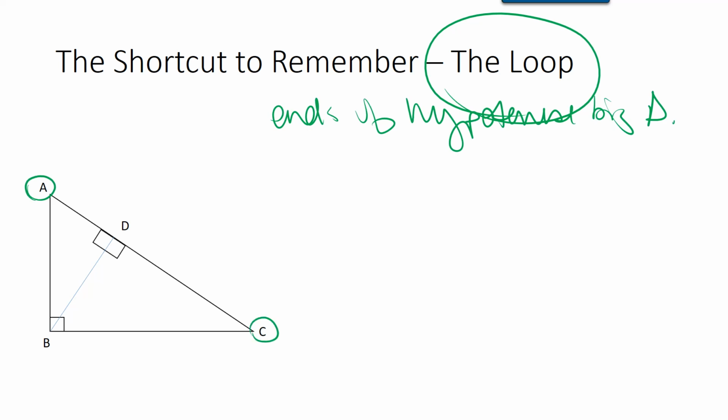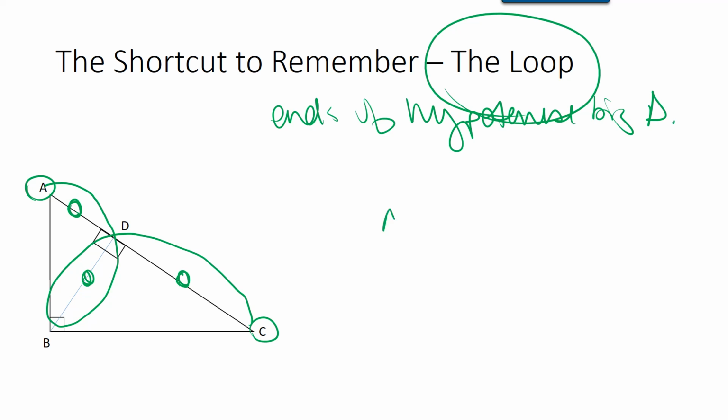Now we call it the loop because we're going to loop around like that. This is how we use this particular type of problem, because you're going to have a value here, a value here, and a value here, and we're going to set up a proportion. Over here to the side, I'm going to write it out with letters, and as we do the examples, I think you're going to see it. It's going to make a lot of sense to you.